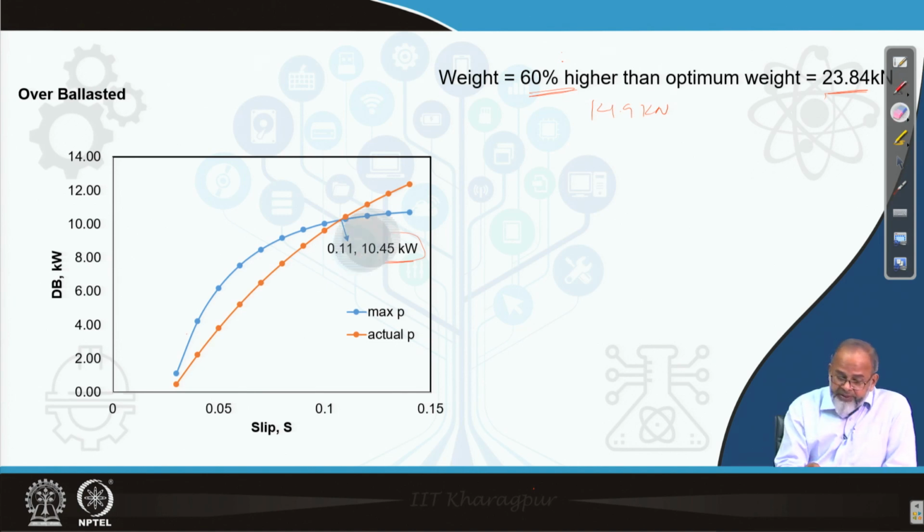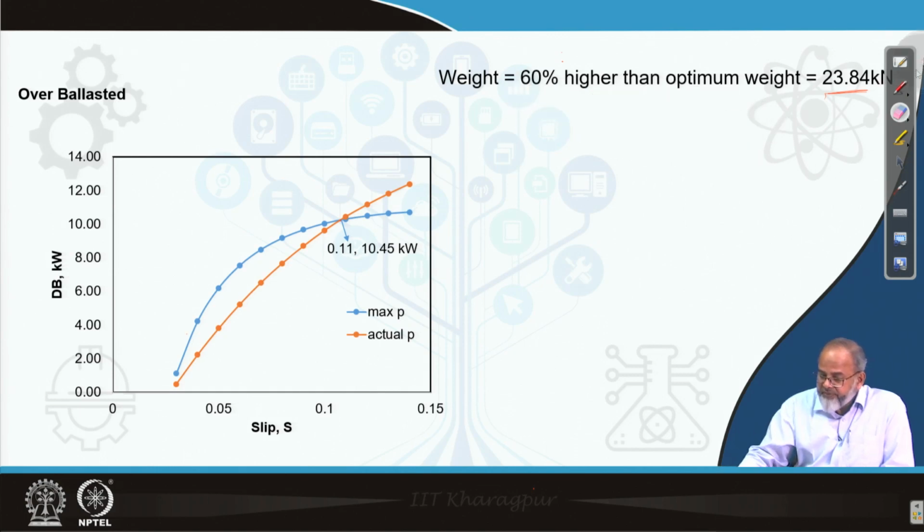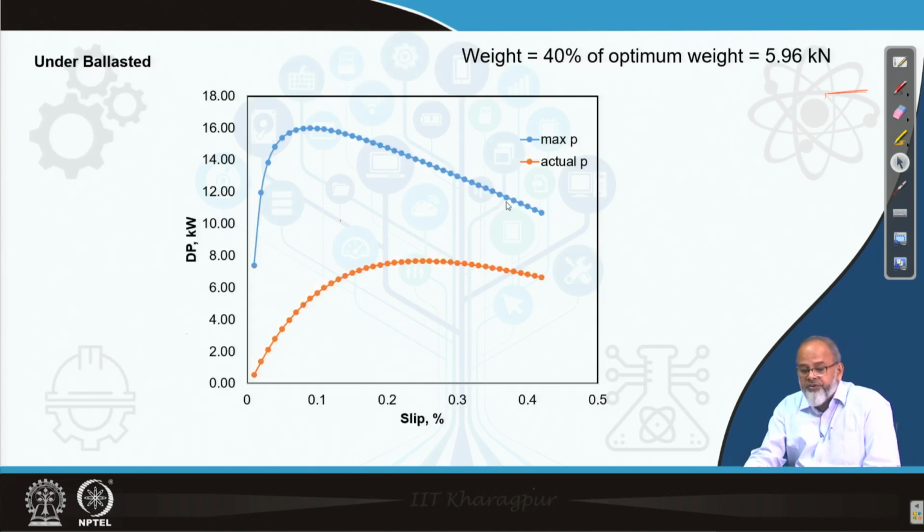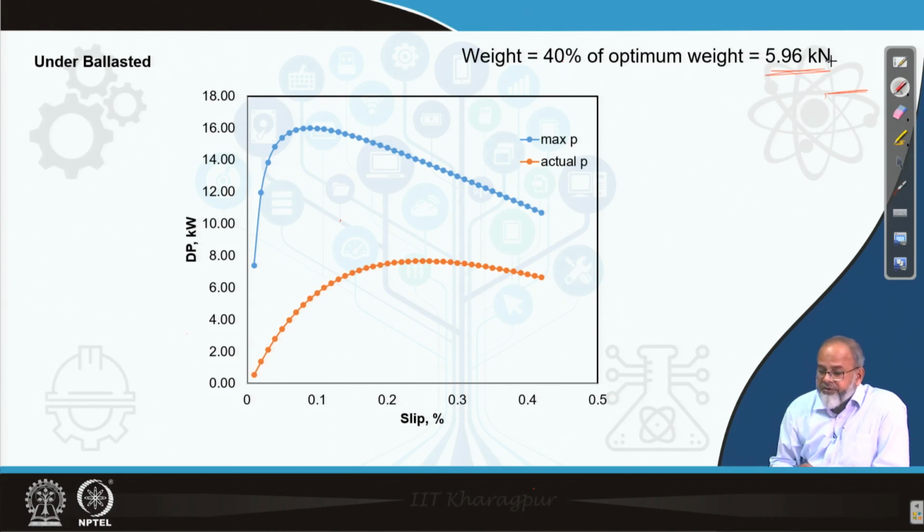Now, I try to decrease the weight. Instead of 14.9 kilonewton, I have decreased the weight by 40%. Now the weight has become 5.96 kilonewton. So again I carried out the same exercise. The blue line is for the maximum power which a tractor is able to transmit, and the orange line is the power which is actually transmitted.